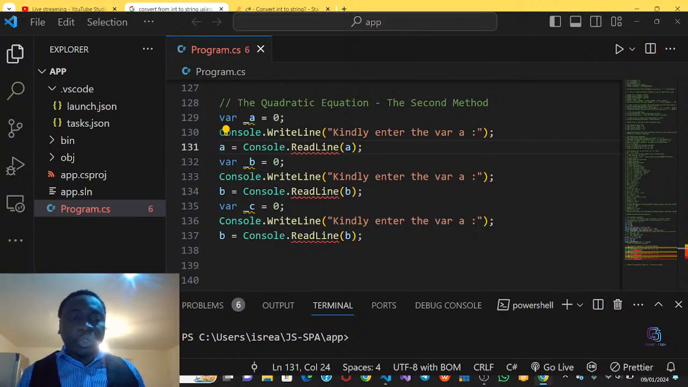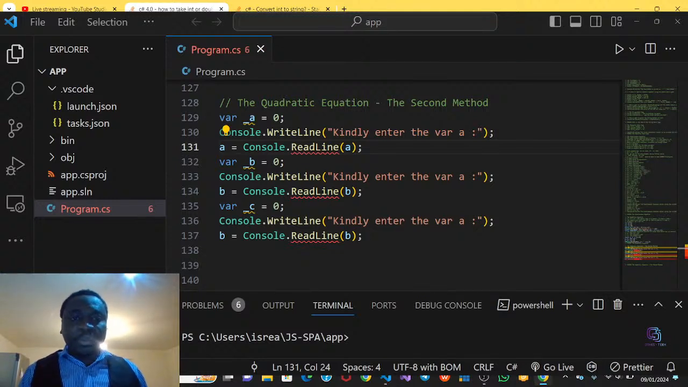So making use of the console, I want to convert using a console from, let's say, int to double using C sharp. So with this, you can see Convert.ToDouble, Convert.ToInt, and so on. So with this, you can use your Convert.